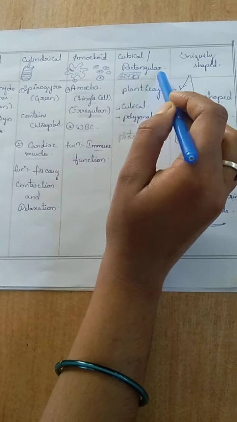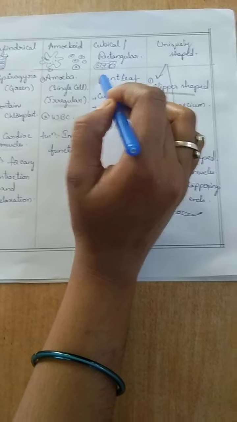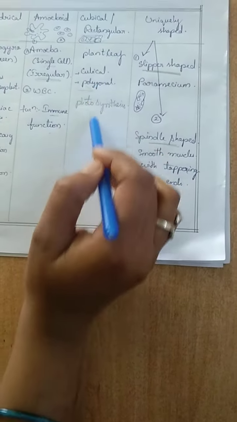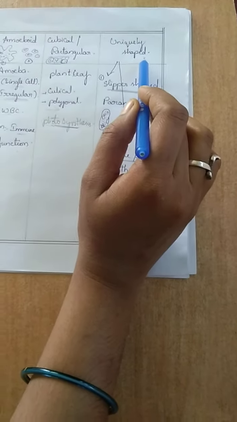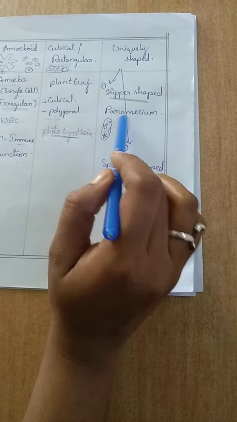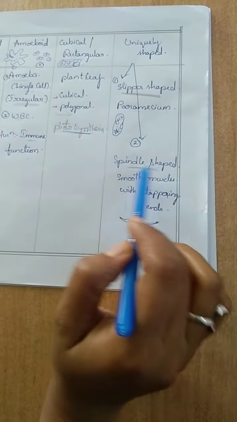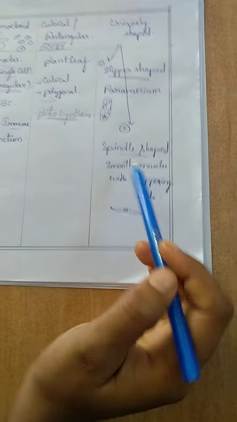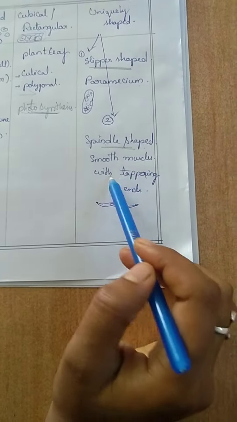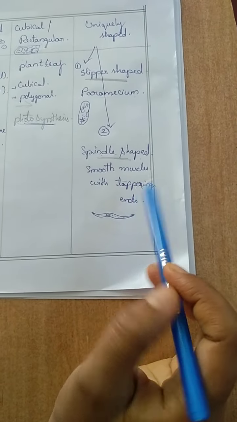And cubical or rectangular, we observe them in plant leaf. They are cubical or polygonal in shape. The main function is photosynthesis. Next, uniquely shaped, nothing but different. It is differently shaped. One is slipper shaped, example paramecium, and the second one is spindle shaped. We observe them in smooth muscles, which have tapering ends.